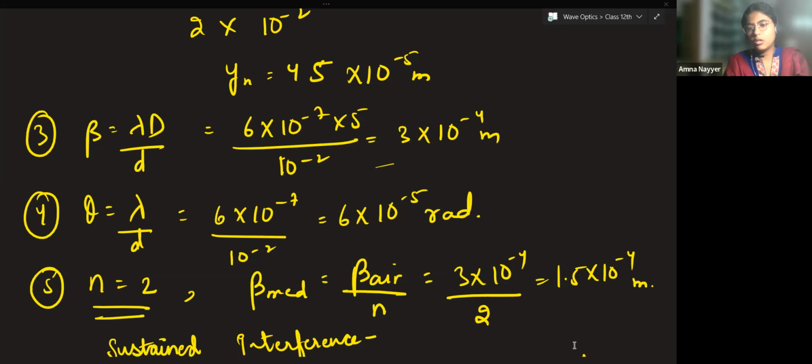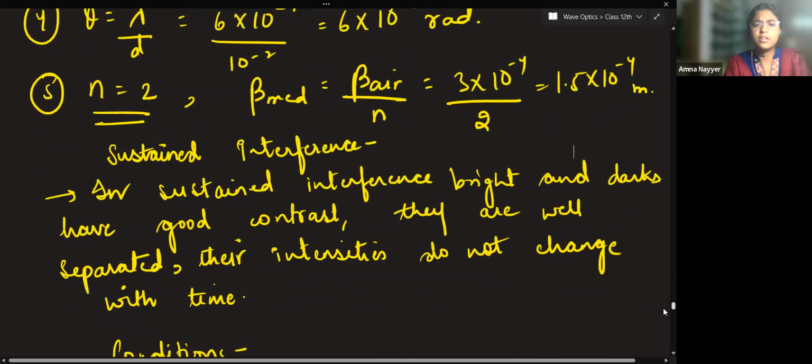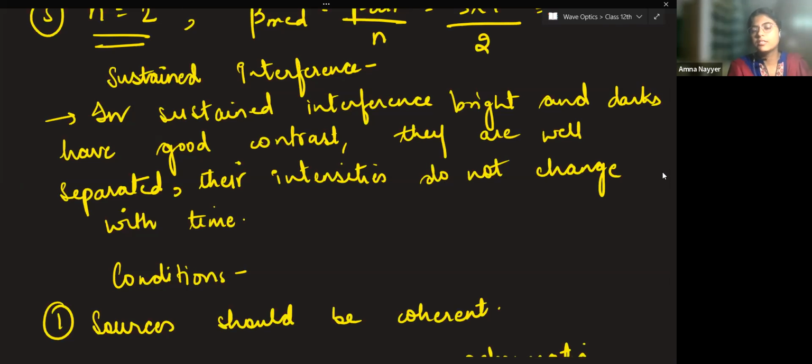Okay, one small topic, that is sustained interference. This comes as a 2 marker, that's why I've written it separately. And if it comes, then you have to write it as it is. Now see, in case of sustained interference, what happens?